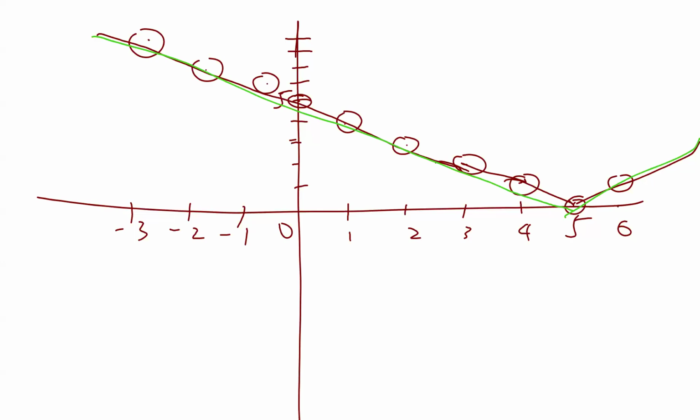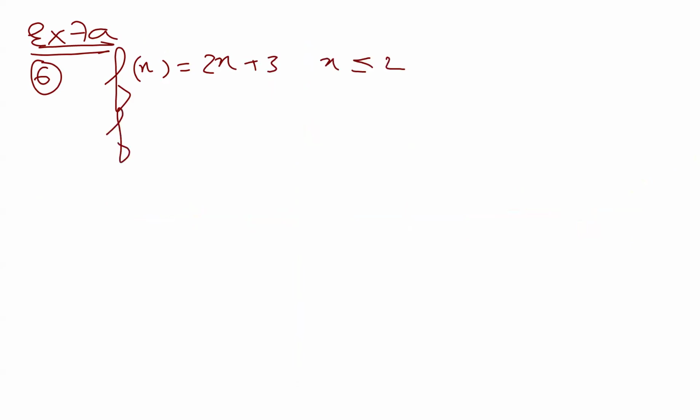Okay. Now let's go to exercise 7a. Question number 6. Find all the points of discontinuity of the function. So f of x is equal to 2x plus 3 when x is less than or equal to 2. F of x is equal to 2x minus 3 when x is greater than 2.